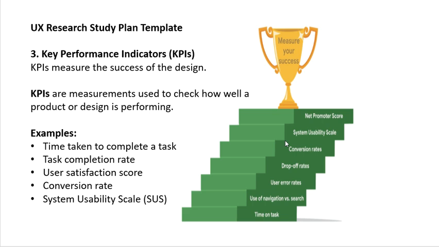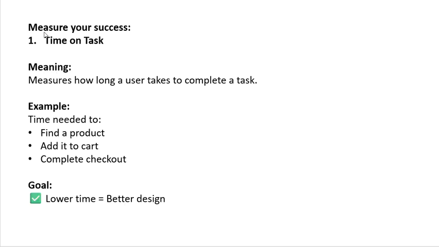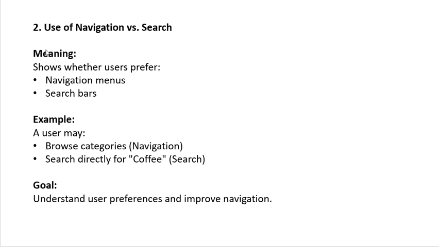Let's learn all the steps in detail. The first step is to measure your success. First is time on task. This means measuring how long the user takes to complete a task. An example is finding a product, adding it to the cart, and completing the checkout. The goal is that a lower time to complete the task means a better design.